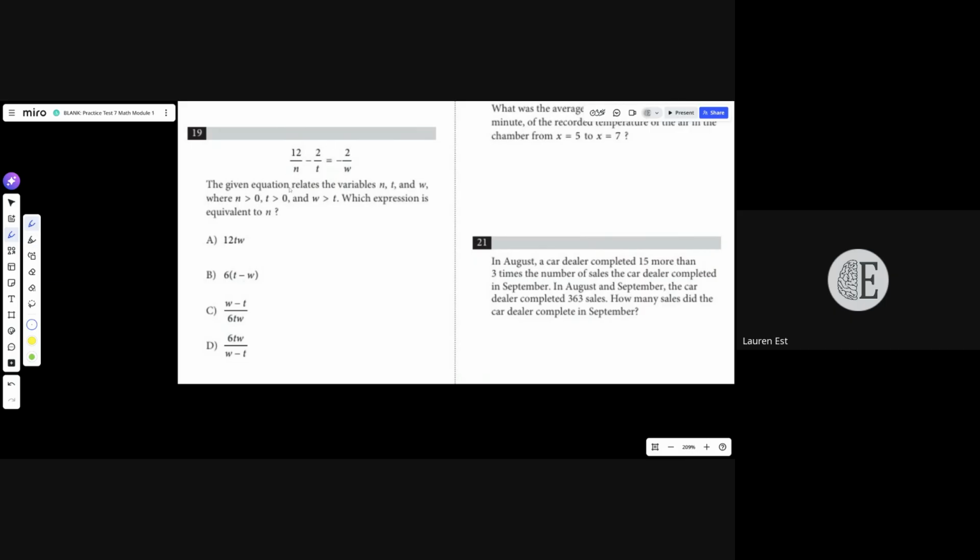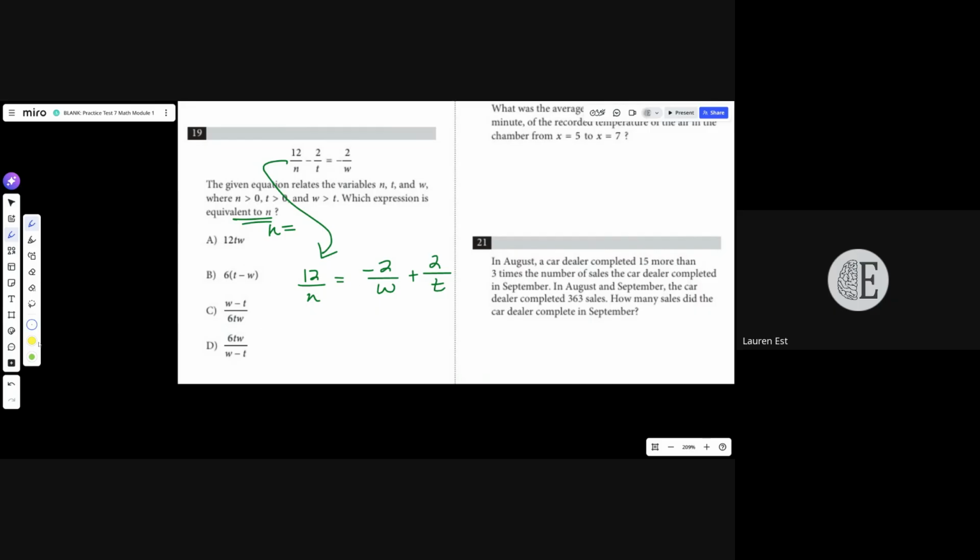So in this case, you're trying to do n equals. So I need to do a couple of things. I'm going to do my 12 over n over here. And then I'm going to add my negative 2w. I'm going to add 2 over t here.